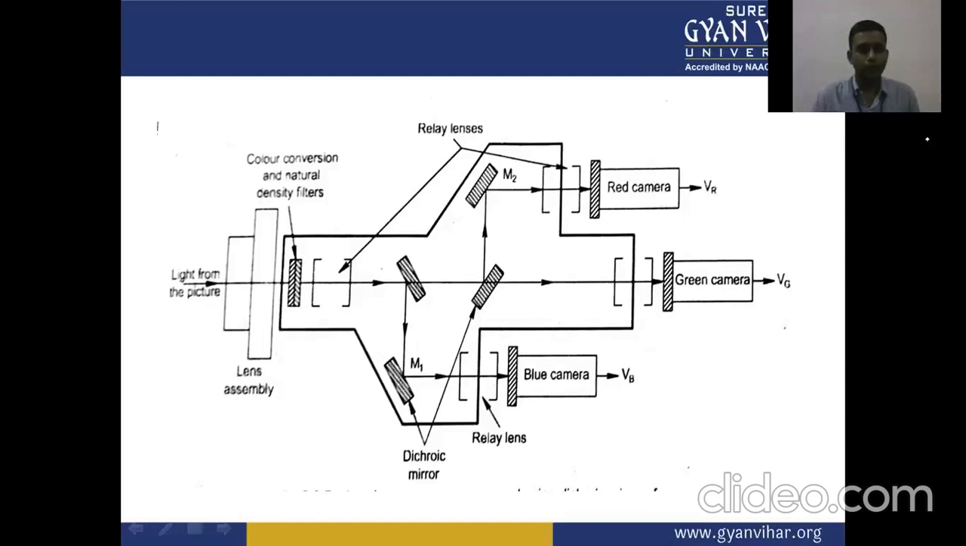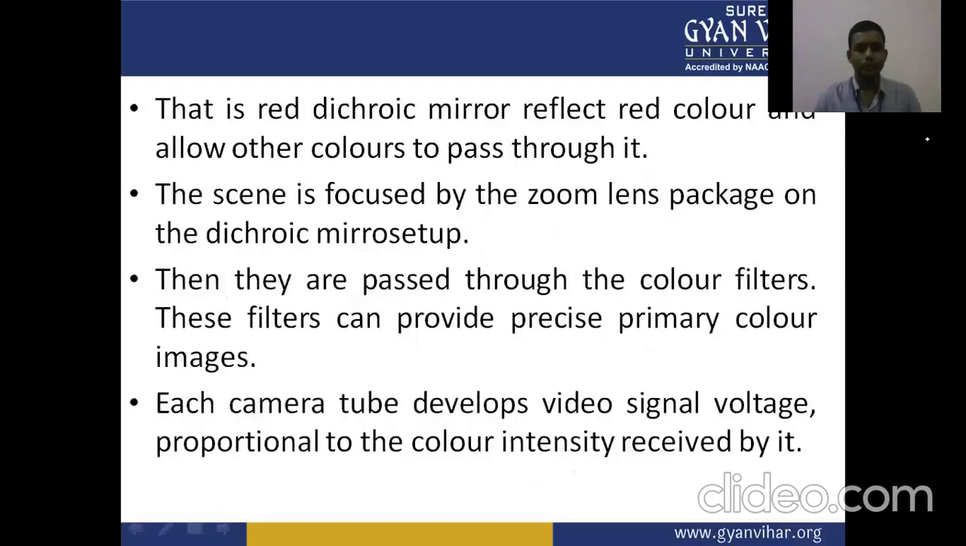Then we have the dichroic mirrors, and these mirrors convert the light from the picture into three outputs: the red camera, VR, green camera, VG, and blue camera, VB. So these three red, green, blue voltages are developed through the three mirrors. That is, the red dichroic mirror reflects the red color and allows other colors to pass through it.